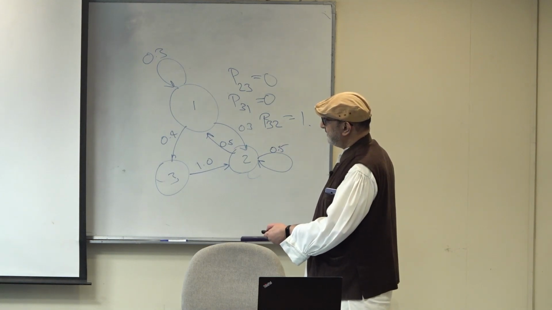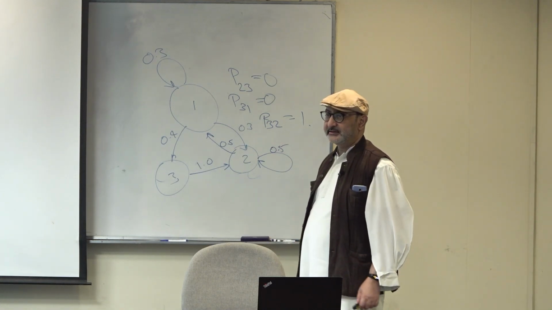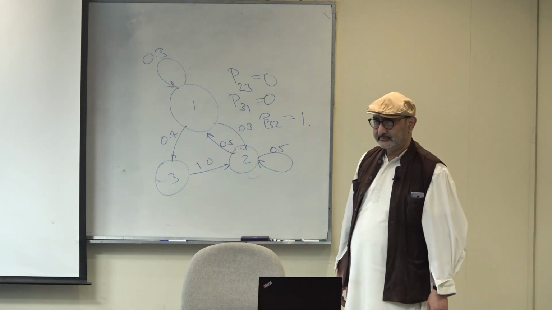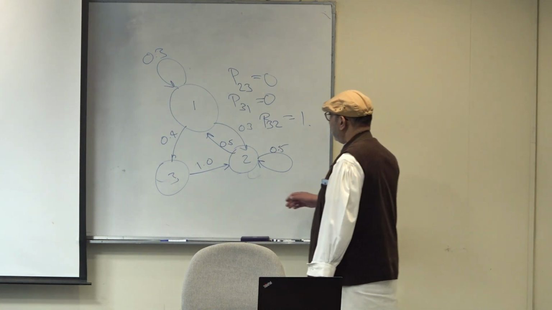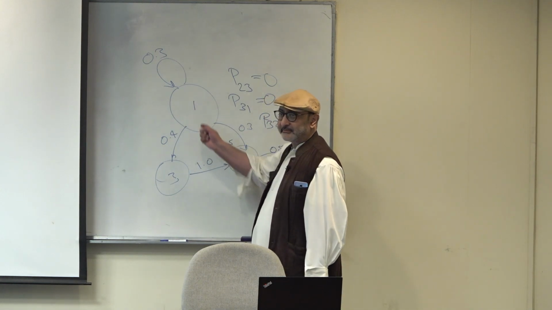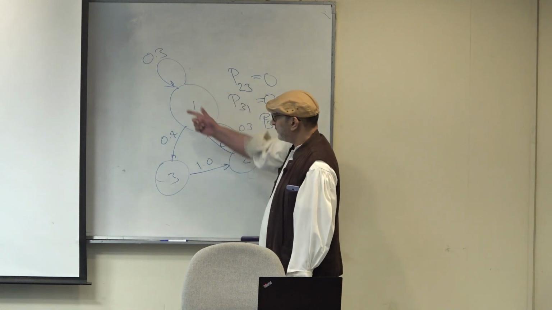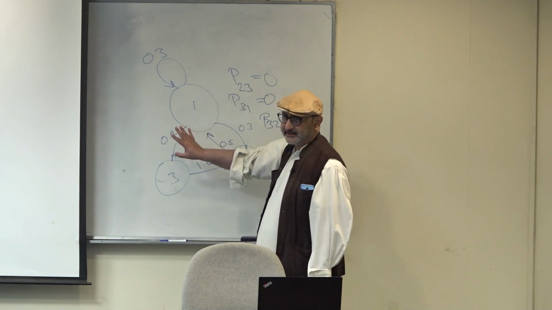Okay, and these are assumed to be fixed, so these don't depend upon the time. Right? So if you started off at 1 and you wandered around and eventually you came back to 1, then the same probabilities for transitioning to the other states would remain the same.